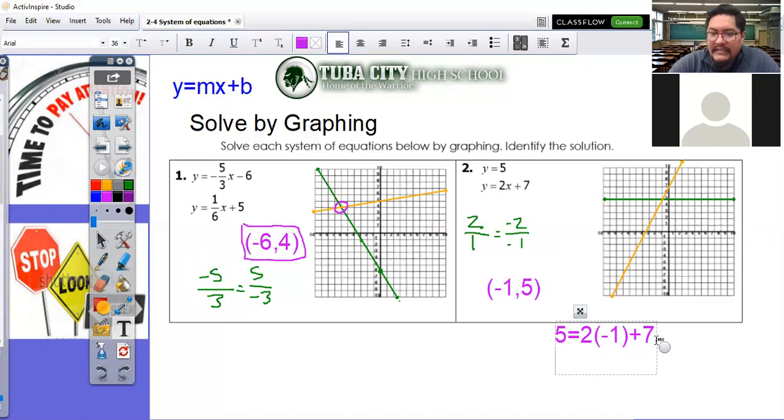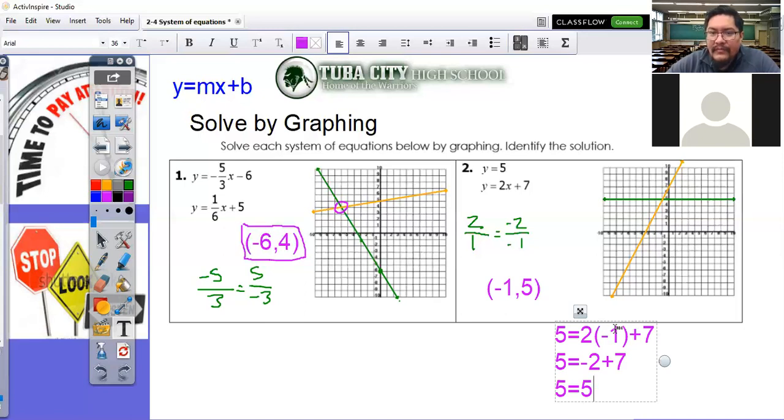And this is how you check it. So 5 equals -2 plus 7. So multiply them together. 2 times -1 is going to be -2. And then -2 plus 7, I get 5 equals 5.